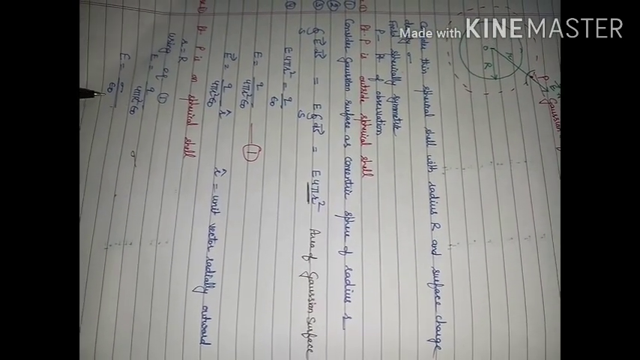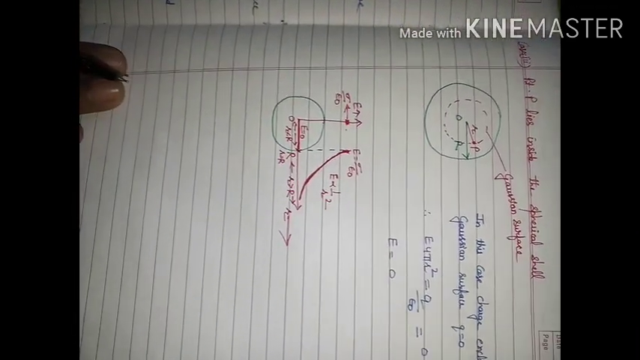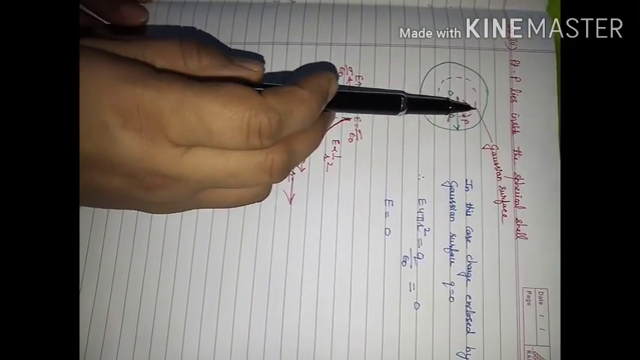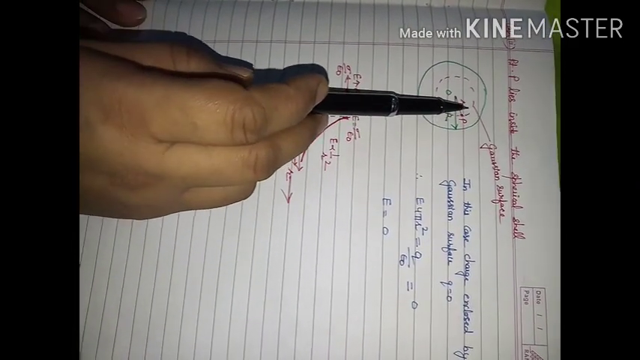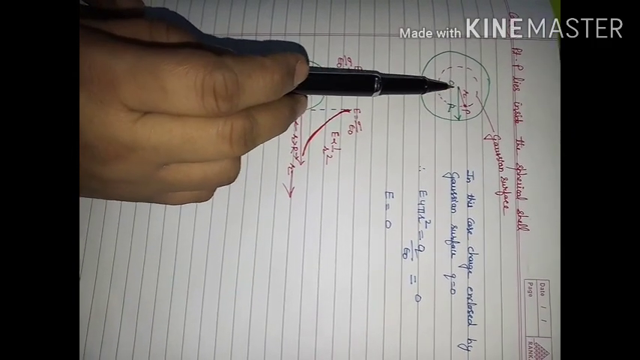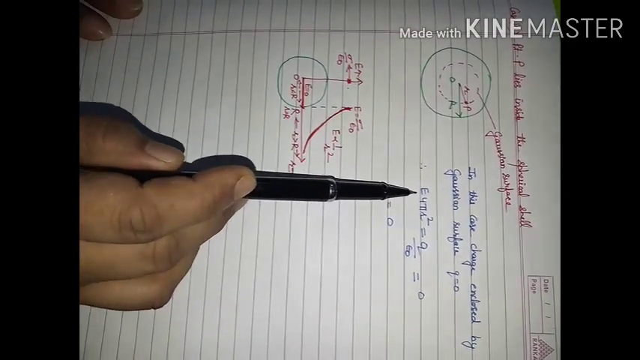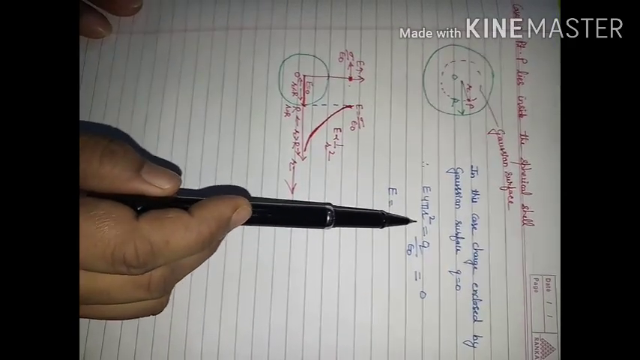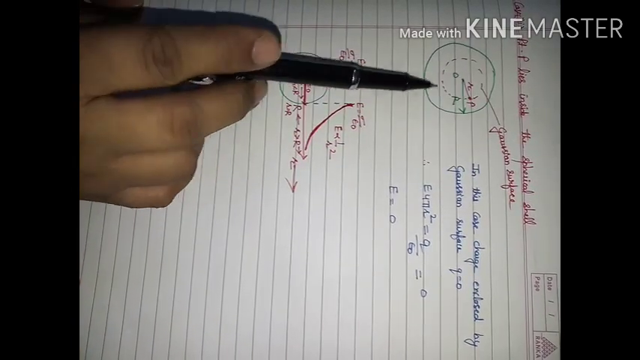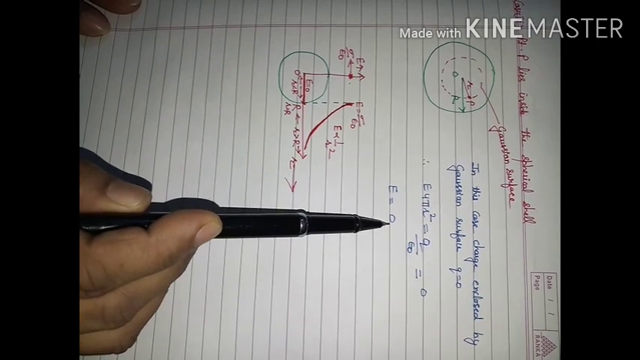Now third point, when the point P is inside the spherical shell. When it is inside, then what will happen? You will consider this surface to be Gaussian surface. Now net charge enclosed by it, what is this? Net charge enclosed by it is equal to 0. So when you will equate E 4 pi r square with Q by epsilon naught, electric field inside the spherical shell, what will be its value? It will come out to be 0.